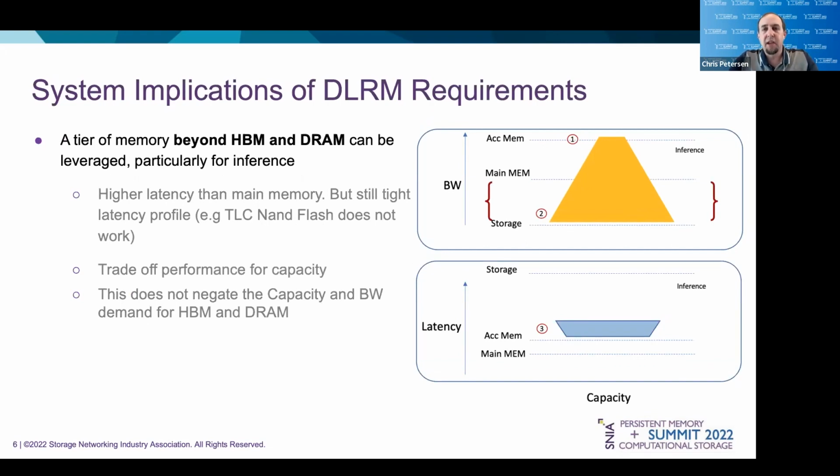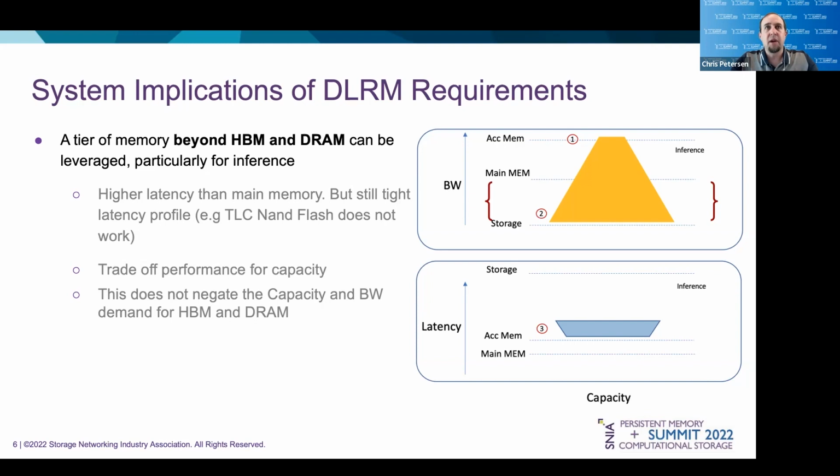So what are the key takeaways here? Given the fact that there's a fairly large memory portion of the model that requires fairly low bandwidth, a tier of memory beyond HBM and DDR5 memory can be implemented. The latency requirement of this tier can be a bit higher than main memory, but the semantics and the latency profile does need to be fairly similar. For example, TLC NAND flash does not meet these requirements, and it is therefore not really a candidate for this memory tier.